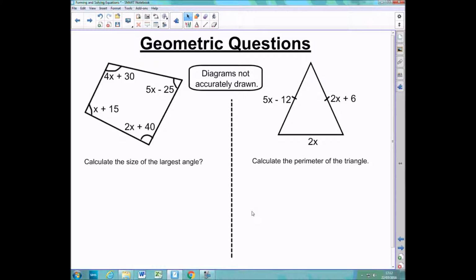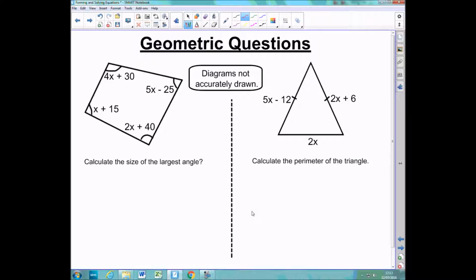On the right here we have an isosceles triangle. You need to remember what the property of the sides of an isosceles triangle are. Pause the video and have a go, see how you do. Hopefully you've had a go at that. I'm going to run through these 2 questions and see how you did.